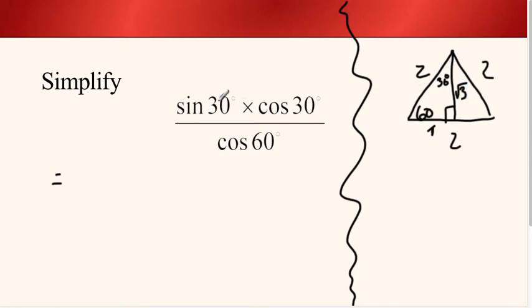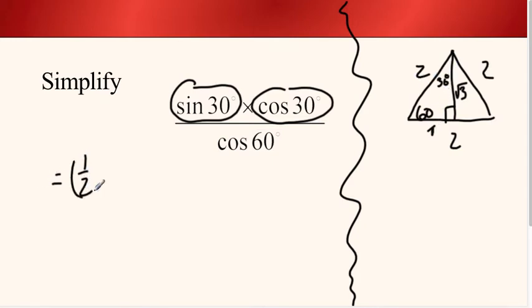Let's now write in what sine of 30 is, because all I'm going to do is substitute what sine of 30 is, what cosine of 30 is, and what cosine of 60 is, and I'll simplify. So sine of 30, there's 30, sine is opposite over hypotenuse, so that's a half. So I've got a half, and I'm going to times it by cosine of 30. Cosine of 30 would be root 3 over 2. I'm going to divide all of that by cosine of 60. Cosine of 60 would be 1 over 2.